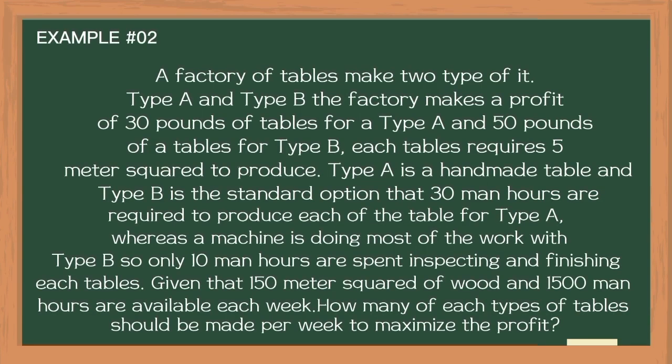Example number 2. A factory makes two types of tables, type A and type B. The factory makes a profit of 30 pounds for each table of type A and 50 pounds for each table of type B. Each table requires 5 square meters of wood to produce. Type A is a handmade table and type B is a standard option. 30 man-hours are required to produce each table of type A, whereas a machine does most of the work with type B, so only 10 man-hours are spent inspecting and finishing each table. Given 150 square meters of wood and 1,500 man-hours available each week, how many of each type of table should be made per week to maximize the profit?